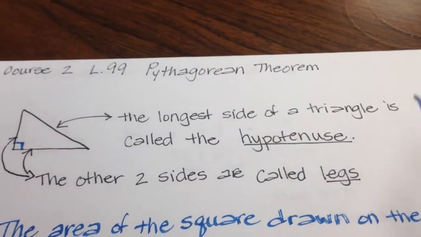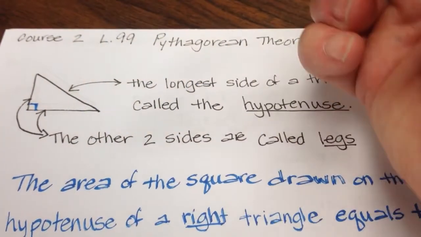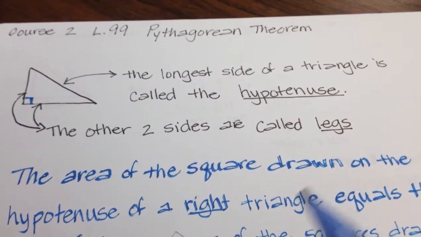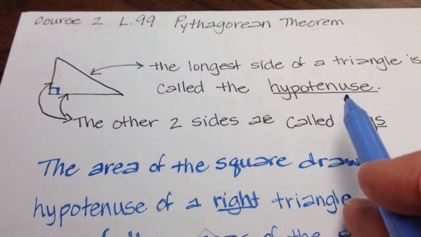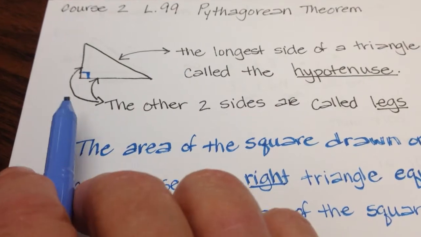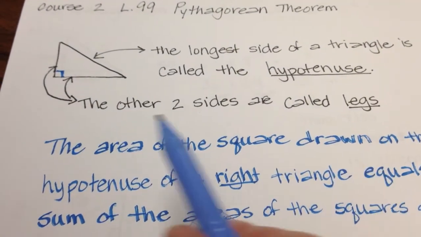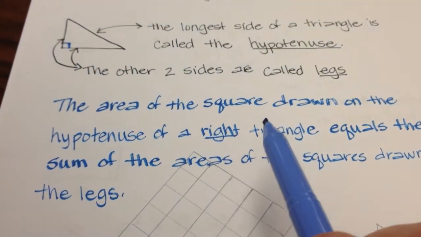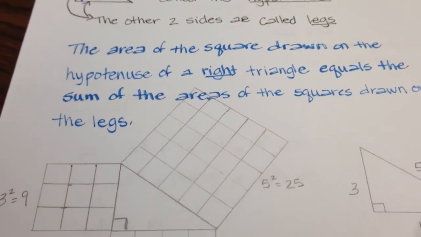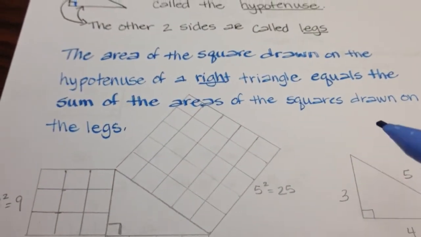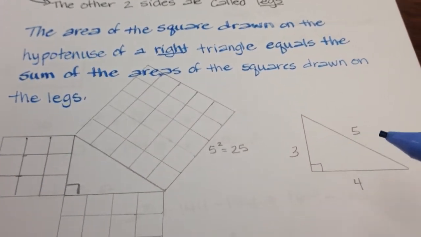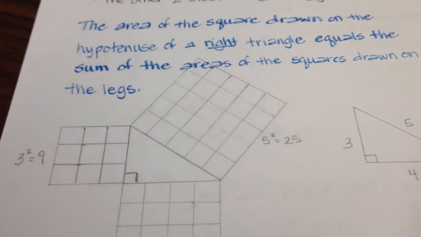It just says, well, first of all, you need to know a couple of things. The longest side of a triangle, of all triangles, is called the hypotenuse. The other two sides are called legs. So we have two legs and a hypotenuse. The area of the square drawn on the hypotenuse of a right triangle equals the sum of the areas of the squares drawn on the legs.